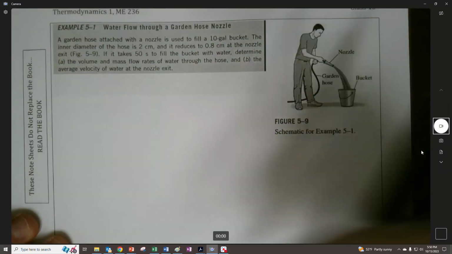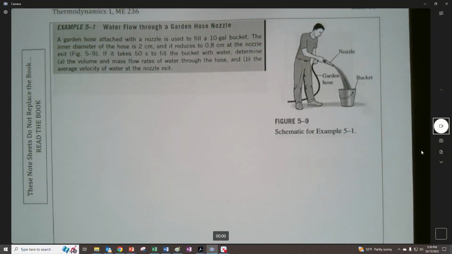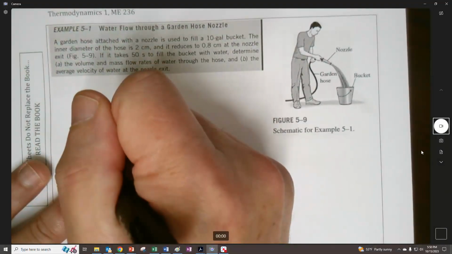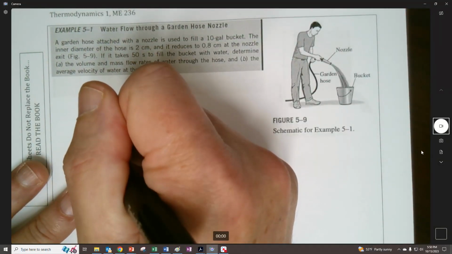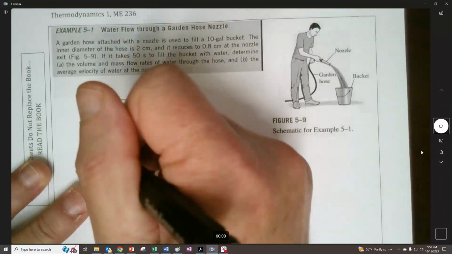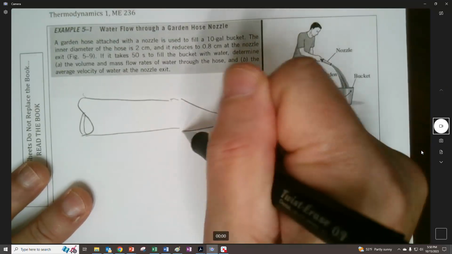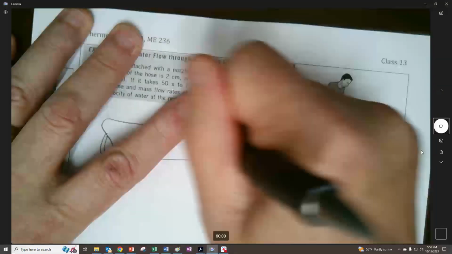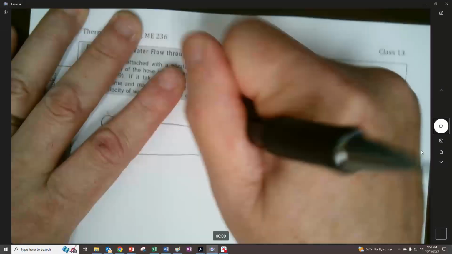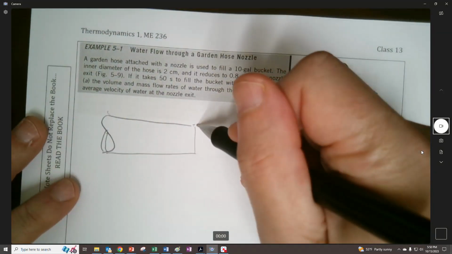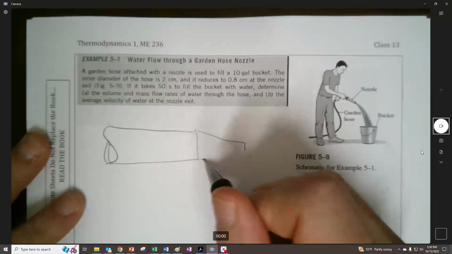So here we go. I'll draw my little thing. There you go. Here's our hose. Oh my God, I decided to do science. While I was doing that, I messed up my drawing. Pretty drawing. Here you go.